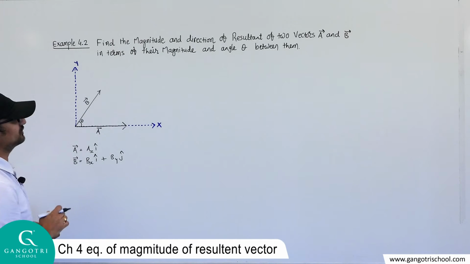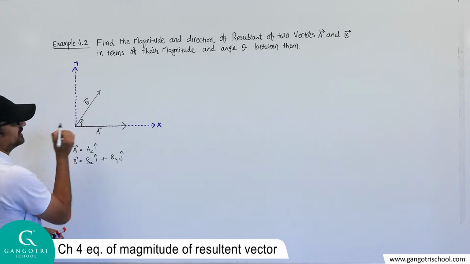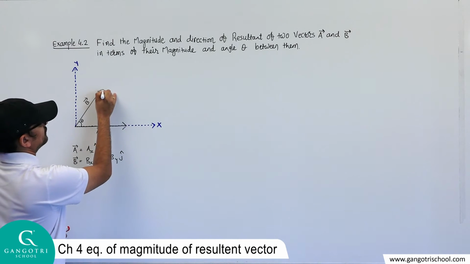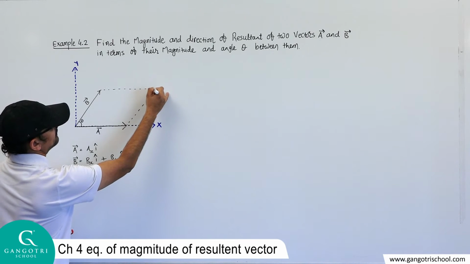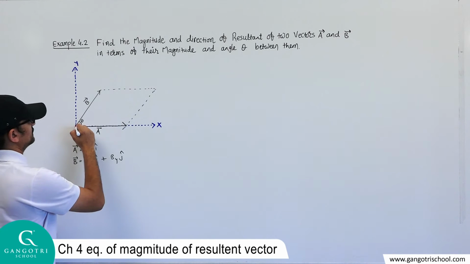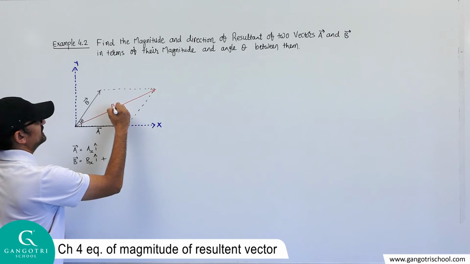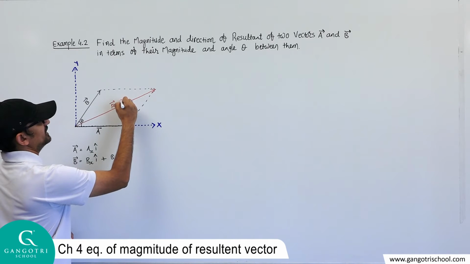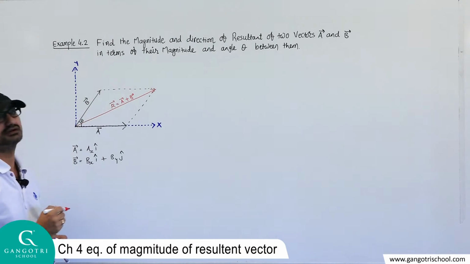Now according to the parallelogram method, this is vector A and vector B. Both the vectors are already connected with a tail and tail combination. So first of all, complete the parallelogram. After completing the parallelogram, draw the diagonal. The diagonal gives you the resultant vector. So this is our resultant vector R. Let's call it R is the resultant vector. And remember, R is the resultant of A and B, vector A plus vector B.